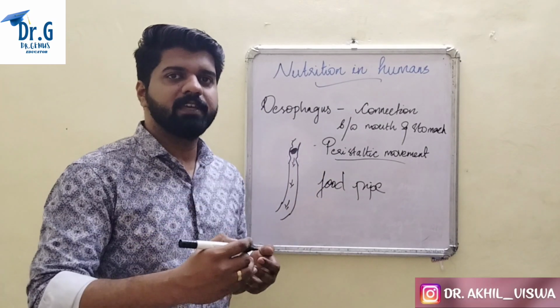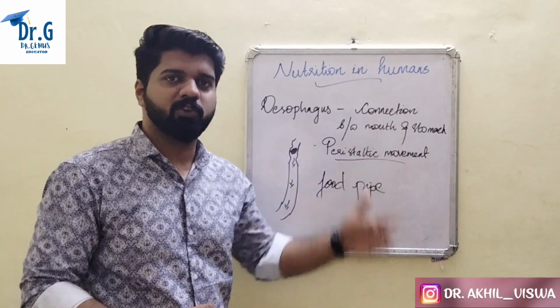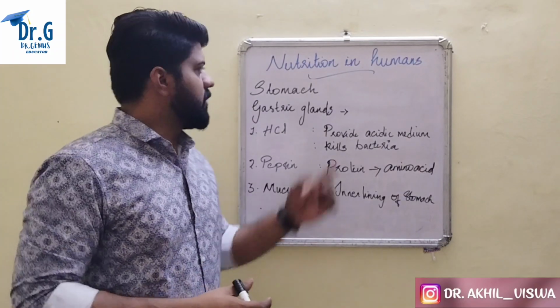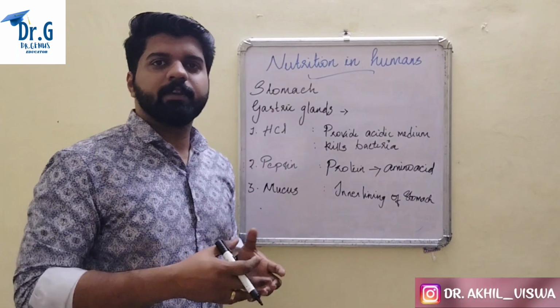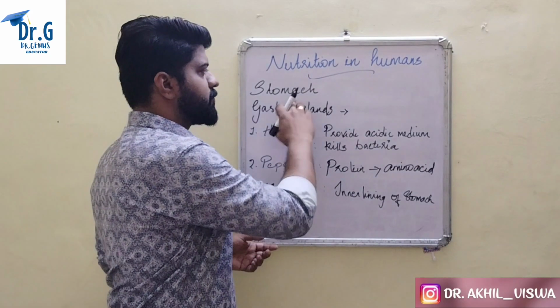The food reaches the stomach, from the mouth to the esophagus. So from the esophagus, the food reaches the stomach. The next organ is called the stomach. This is the next organ which is involved in nutrition in human beings. So what is the function of the stomach?